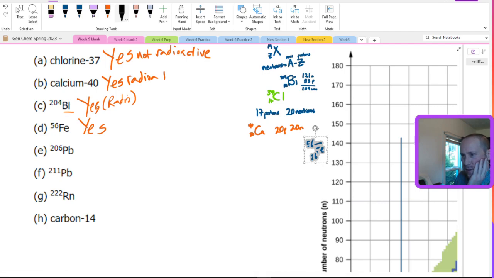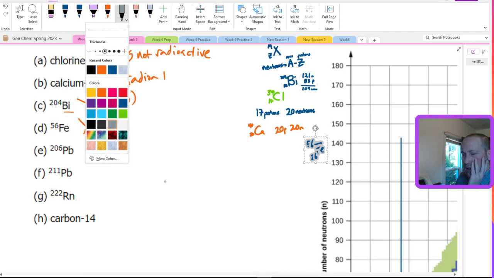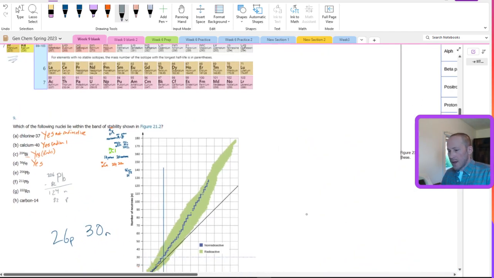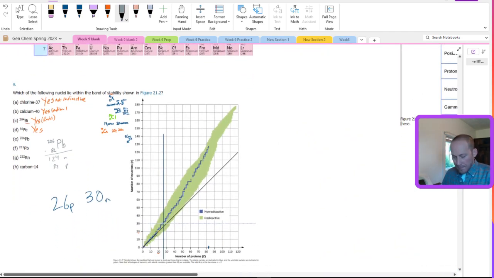Well, lead's really more to silver, isn't it? So let's do lead like this. Lead, 82 protons. We have 206 total mass. 206 minus 82 is going to be 124 neutrons. And once again, we had 82 protons. So, I mean, now this is just too easy, right?